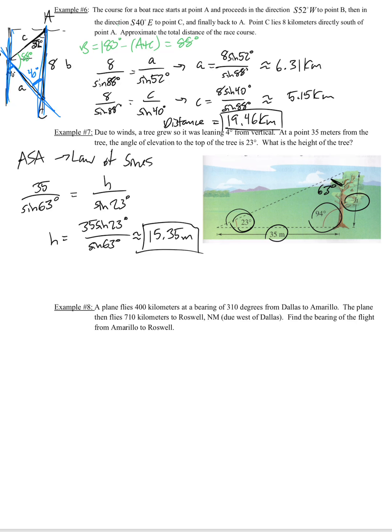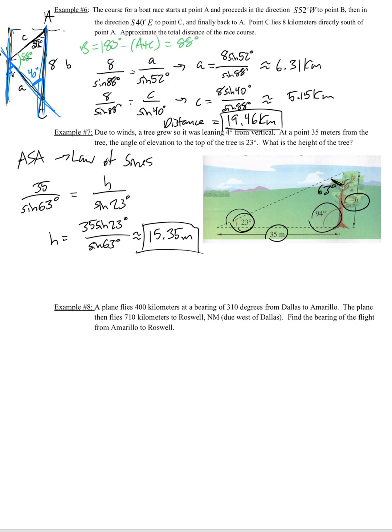So example number 8. A plane flies 400 kilometers at a bearing of 310 degrees from Dallas to Amarillo, Texas. The plane then flies 710 kilometers to Roswell, New Mexico, due west of Dallas. Find the bearing of the flight from Amarillo to Roswell. Let's set up a picture.